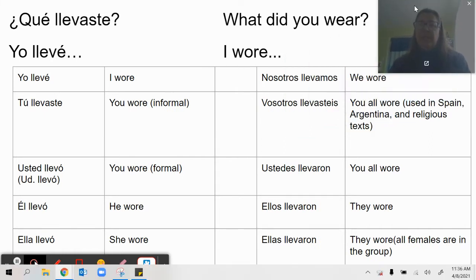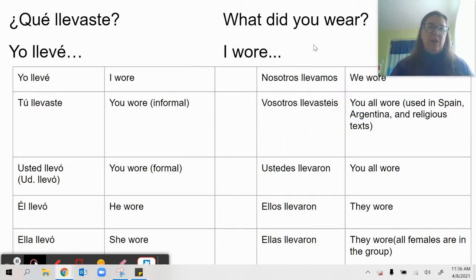So, first things first, what did you wear? ¿Qué llevaste? Yo llevé, I wore. Really exaggerated face here. I want you to notice this E with the accent mark for I wore. And I want you to notice that the O has dropped to usted, él, ella, and now has an accent mark. So, yo llevé, I wore. Tú llevaste, you wore. Usted llevó, you wore. Él llevó, he wore. Ella llevó, she wore.